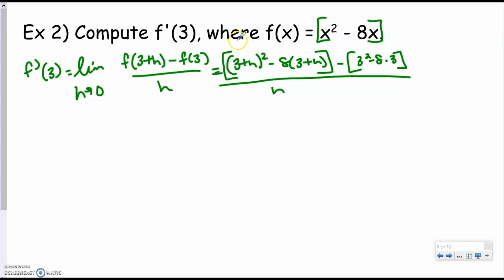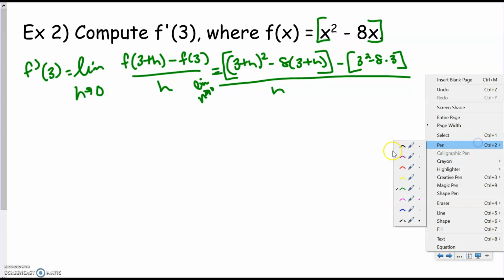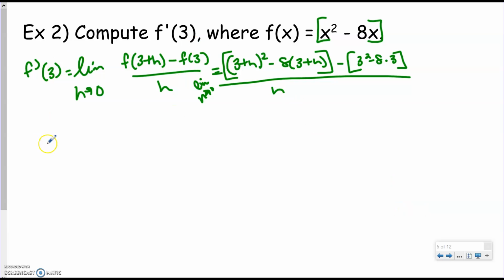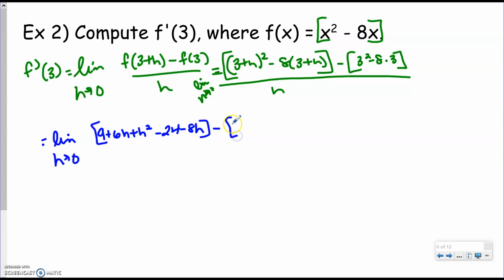And I'm going to apologize because I forgot the limit in here. So I need the limit as h approaches 0. And then we're going to simplify. So if I multiply this out, we have the limit as h approaches 0 of 9 plus 6h plus h squared minus 24 minus 8h in that first group. And then we get minus 9 minus 24. And I'm actually going to distribute that negative, so I have negative 9, positive 24.